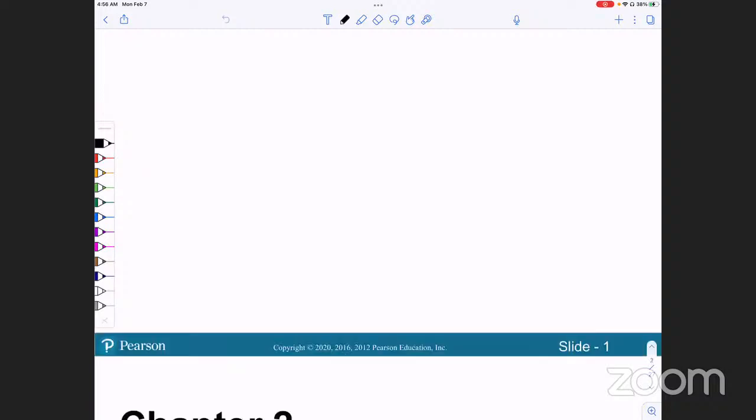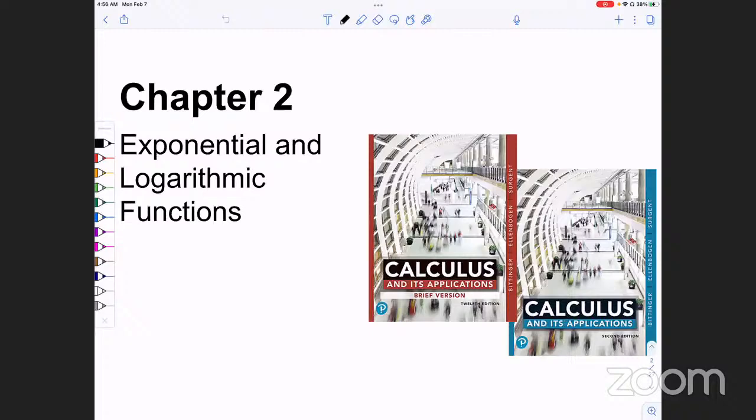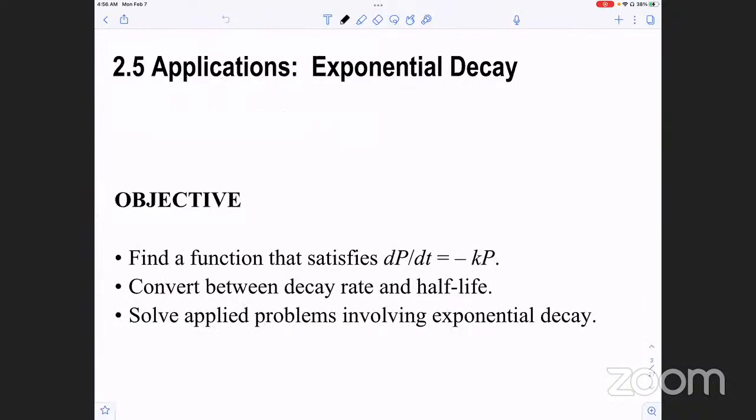So let's see, we are nearly to the end of chapter 2 on our discussion on exponential and logarithmic functions. This presentation is over section 2.5 applications, exponential decay. A few objectives that we like to discuss. We like to find a function that satisfies dP/dt equals negative kP. We like to convert between decay rate and half-life, and we like to solve applied problems involving exponential decay.